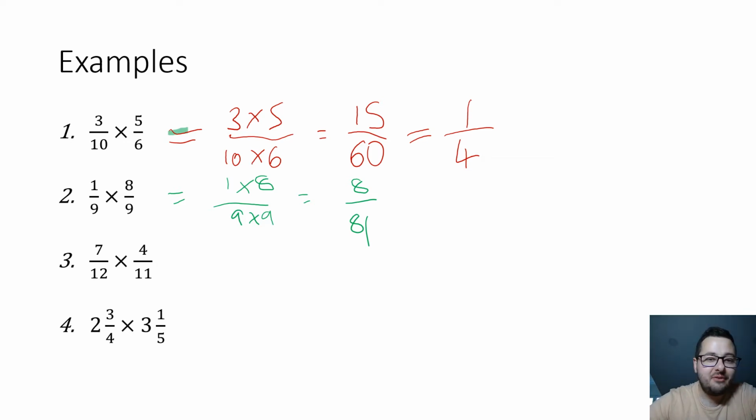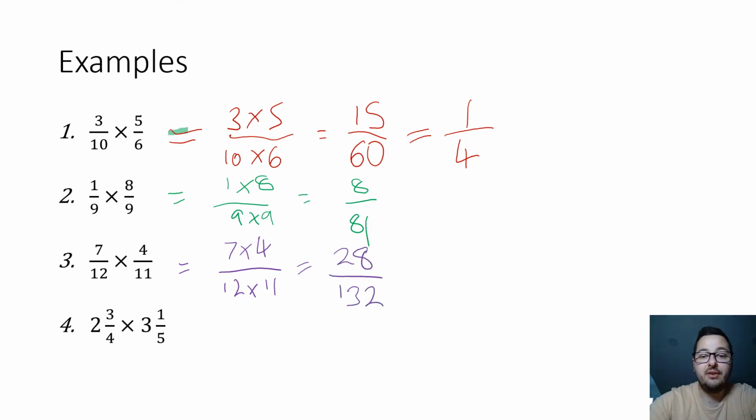Okay, number 3, 7 over 12 times 4 over 11. So again, we times the top two together, 7 times 4, and we times the bottom two together, 12 times 11. So 7 times 4 is 28, and 12 times 11 is 132. They're both even, so we can definitely simplify this.